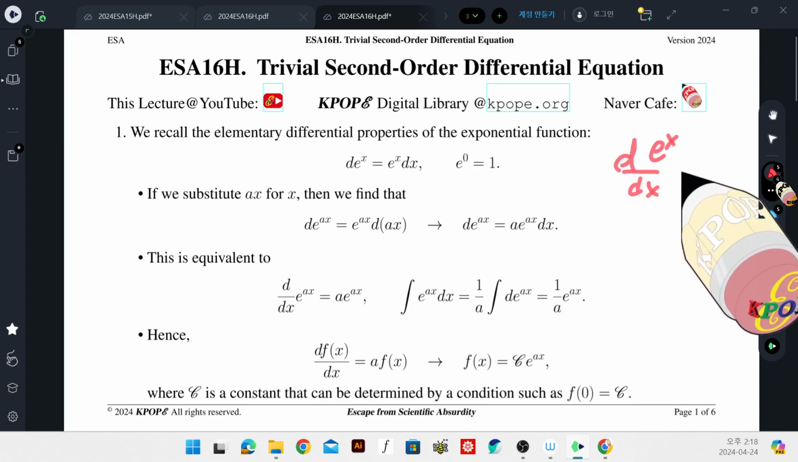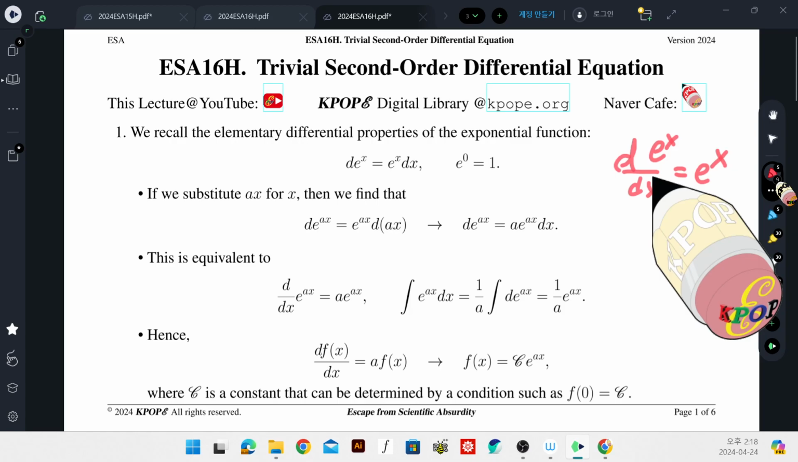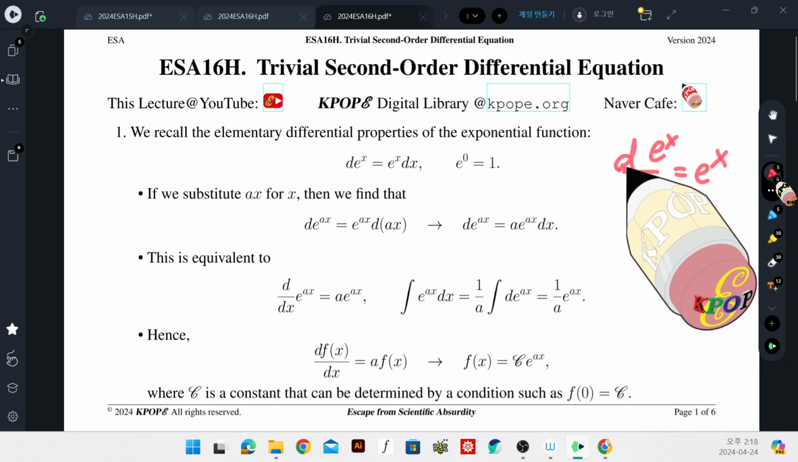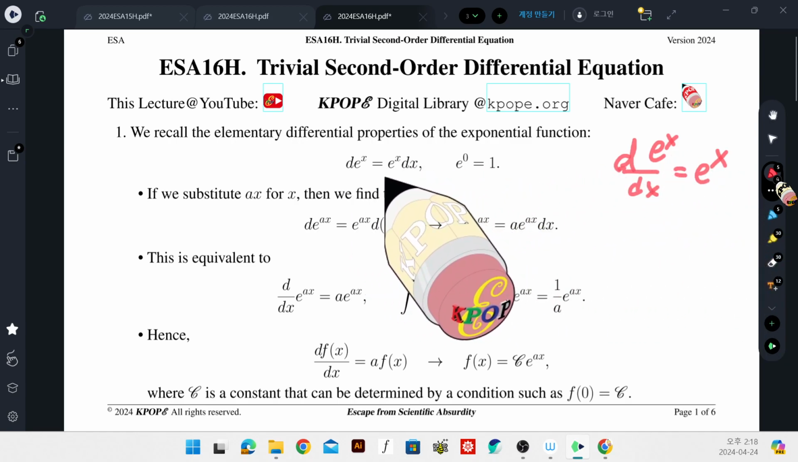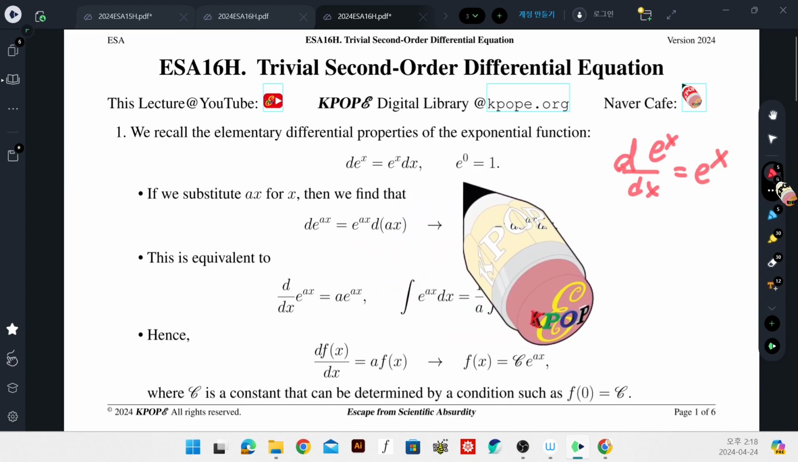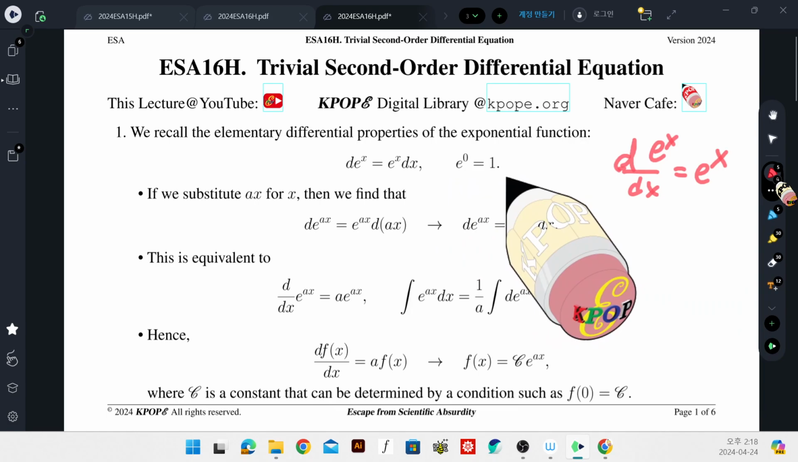is identical to its original form. So we multiply dx on both sides, and the differential of this exponential function is the exponential function multiplied by the differential dx. The initial condition for this function is exponential 0 to the 0 is 1.